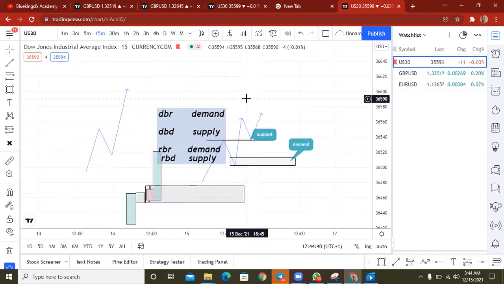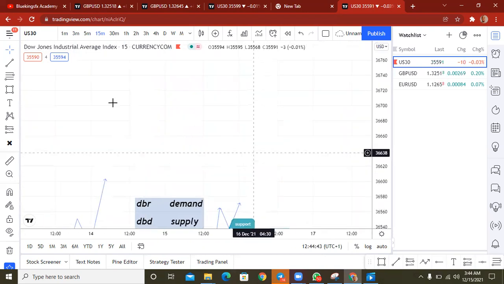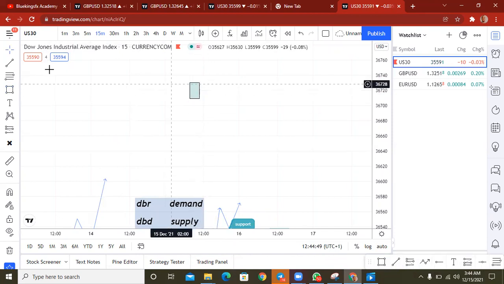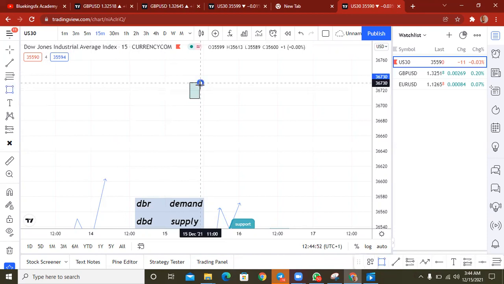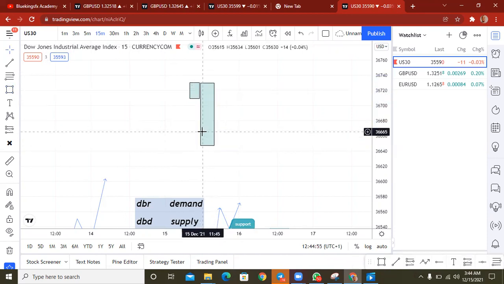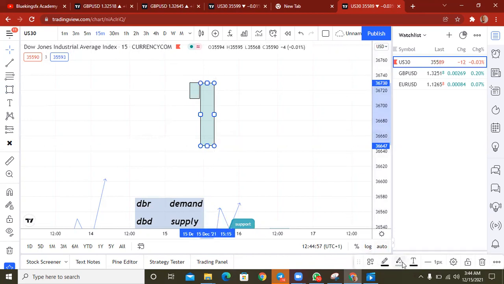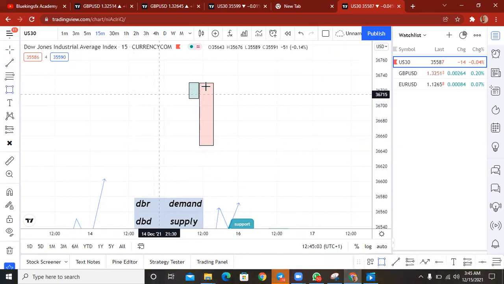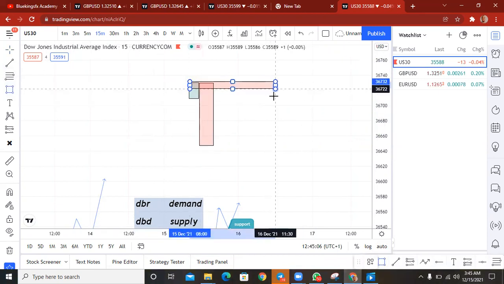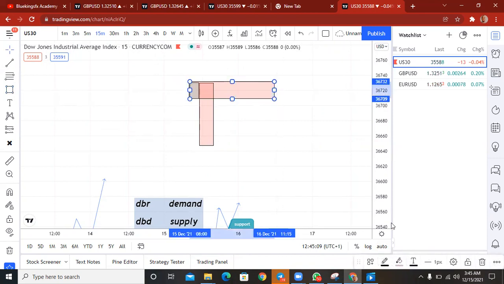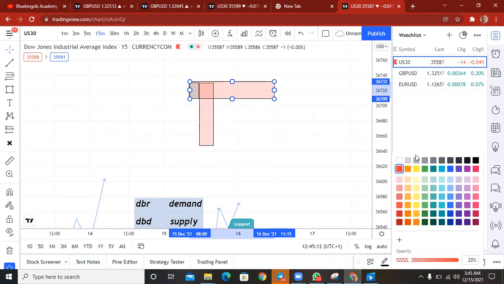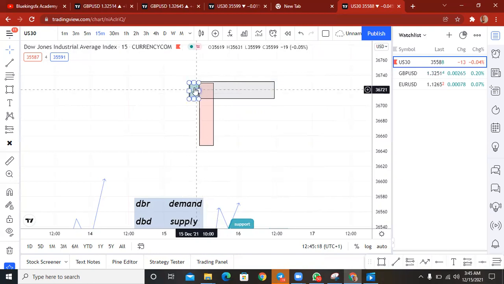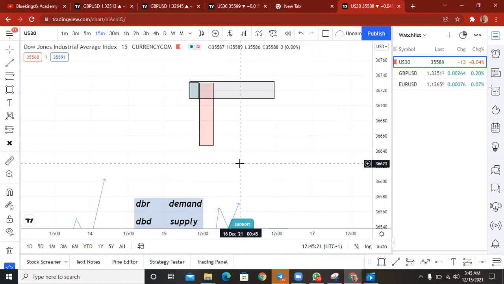So now we have supply zone as the opposite of this. Supply is the last green candle before a massive drop to the downside. So here is going to be a red candle, and here it's going to be the other blocks. I'm going to paint it neutral so you can call it easily. So here you have a rectangle marking out the order block, which is the last green candle before a sharp move to the downside.